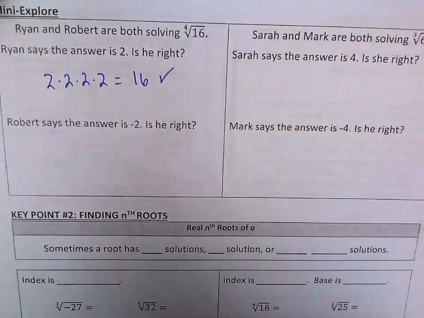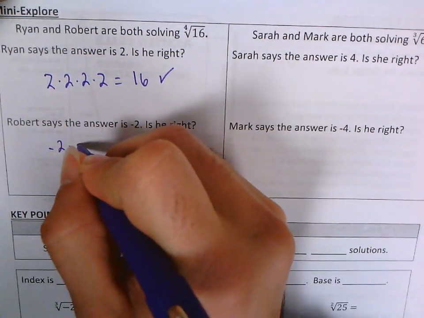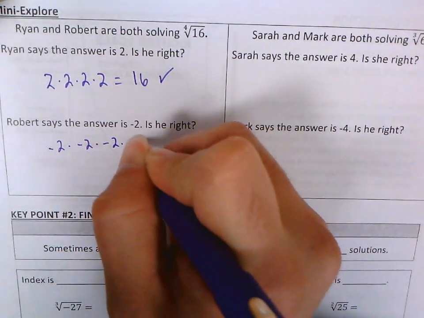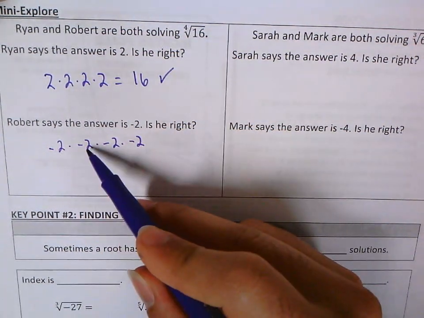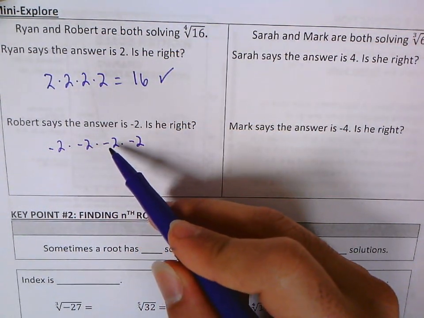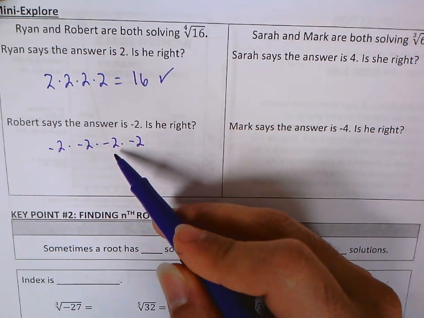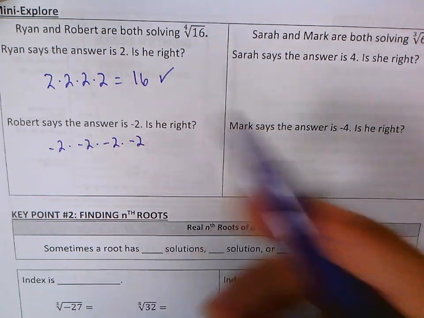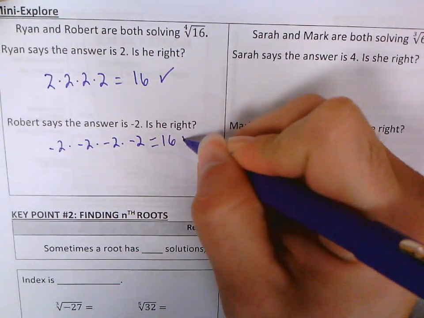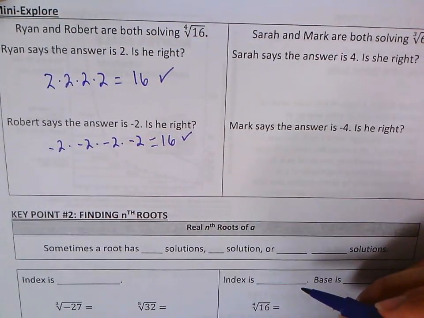Well, let's check. If I have -2 times -2 times -2 times -2, well, -2 times -2 is +4, times -2 is -8, times -2 is +16. So it is 16. Both of them are right.